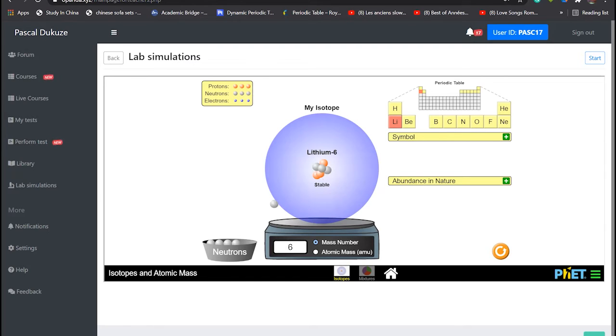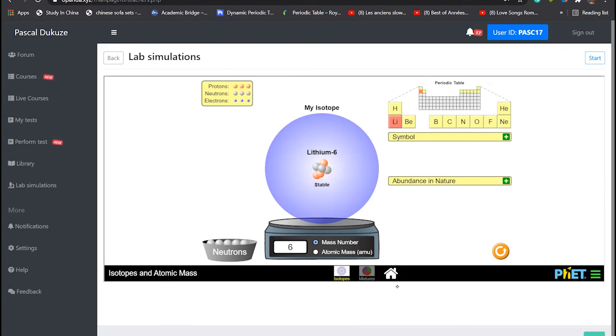What happens when you remove one neutron? The mass number changes, even the number of neutrons has changed, but the proton number and the electron number do not change. And we also produce a stable isotope. Will it be the same if we remove another neutron? Now we have 2 neutrons, but you see the nucleus is shaking because it is unstable.